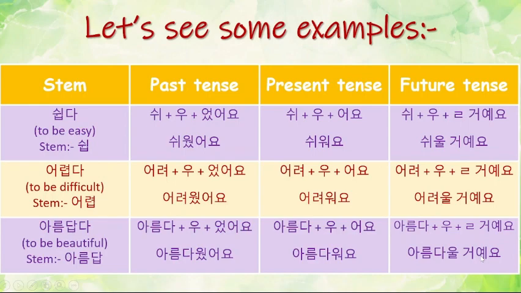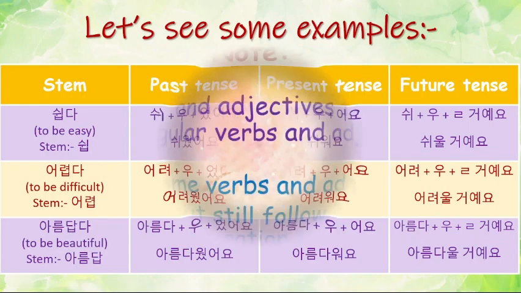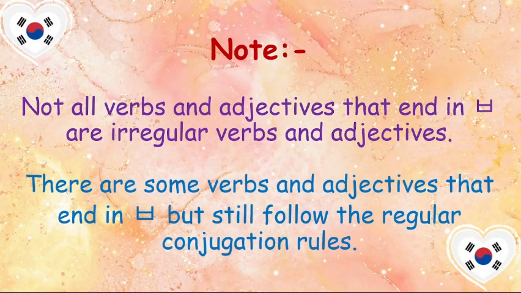Okay, very easy concept. Now remember one thing, as it happens with other irregulars also, that not all verbs and adjectives that end in p up are irregular verbs and adjectives. There are some verbs and there are some adjectives that end in p up but still follow the regular conjugation rules.